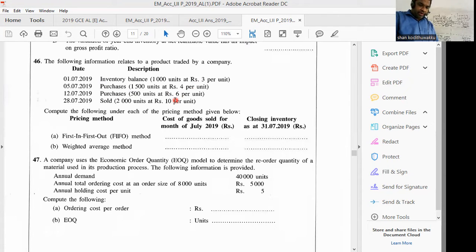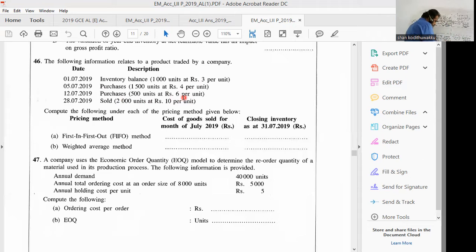9,000 divided by 2,500, you get 3.6. At that receipt, the average price is 3.6. Then again you have new stock: purchase 500 at 6 per unit. Again you can calculate the new price. Then 500 into 6, that is 3,000, plus the earlier amount.